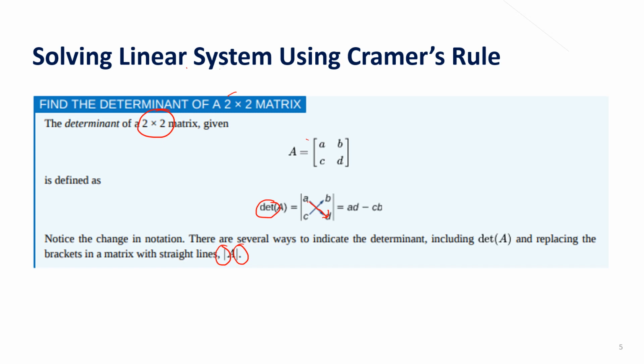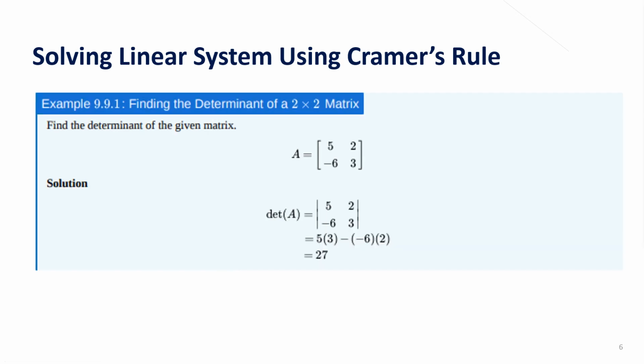then A multiplied by D, minus the product of the elements of the other diagonal. So now the top right, which is called B here, multiplied by C. Okay, bottom left multiplied by the top right, CB. So here you get a scalar value which is called the determinant of a 2 by 2 matrix.